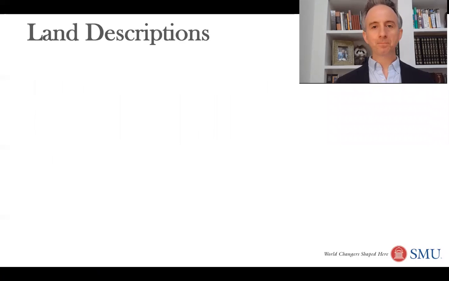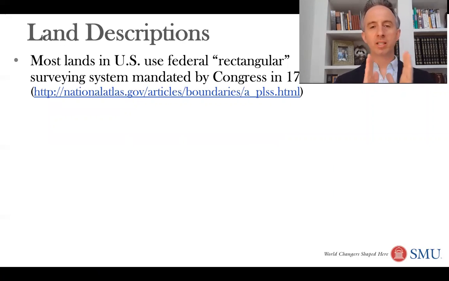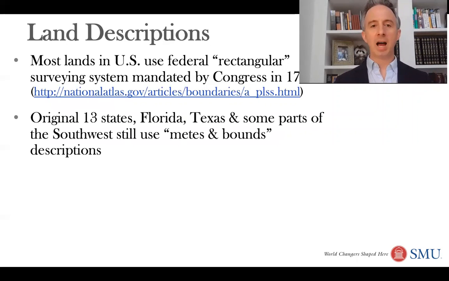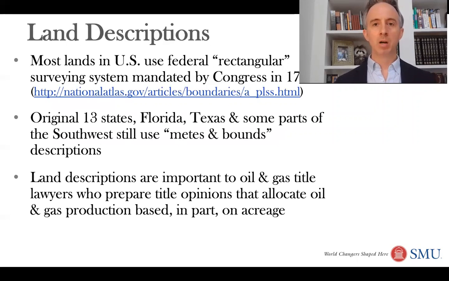Now, if you look further at these land description systems, the system that's used in most of the United States, that public land system, that rectangular survey system, was mandated by Congress in 1785. But the original 13 states, and also Texas, some places in the Southwest, use that traditional meets and bounds system.